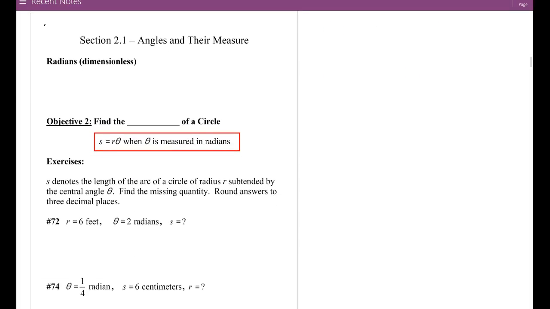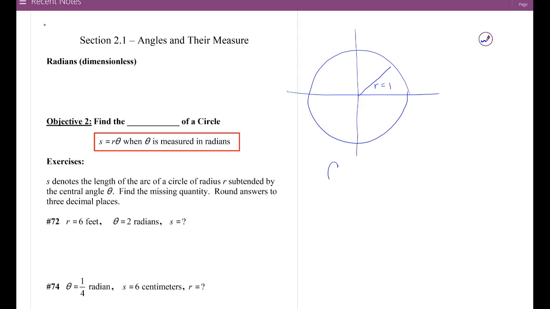So the next type of measure that we need to talk about is radians, and they're a little tricky at first until you get used to them. So imagine a circle that has a radius of 1. So r equals 1. Well, you know that the circumference of a circle is 2 pi r. So that's how far it is around. Well, this circle, the radius is 1. So for this particular circle, the circumference is 2 pi.